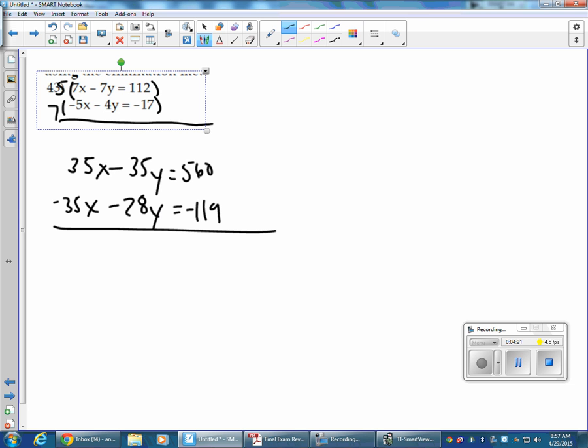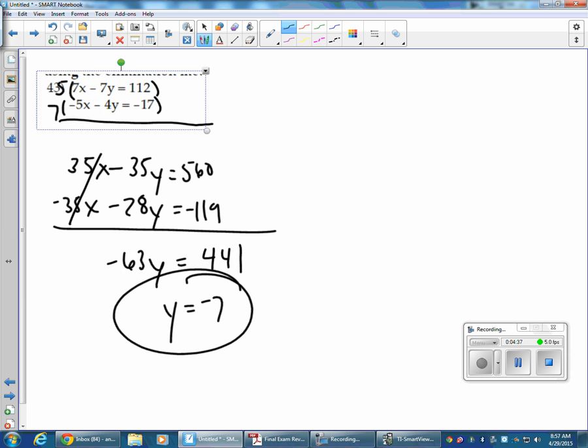Add these two lines together, the x's cancel. I get negative 63y equals 441. Divide by negative 63. Y is negative 7. So now I know half my answer. If y is negative 7, plug into either one of these. I'll do the top one.